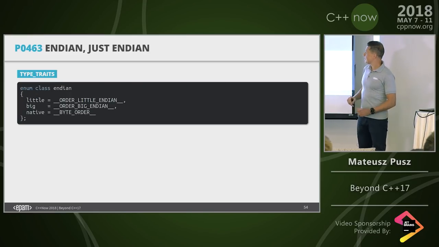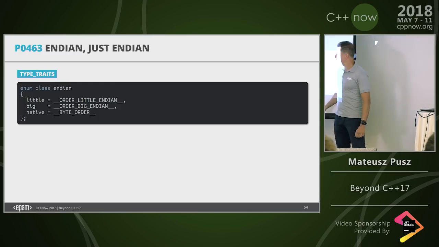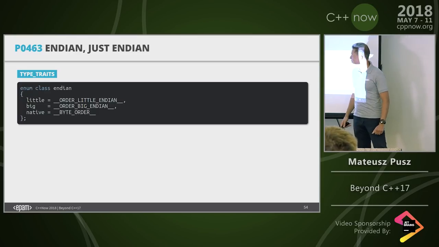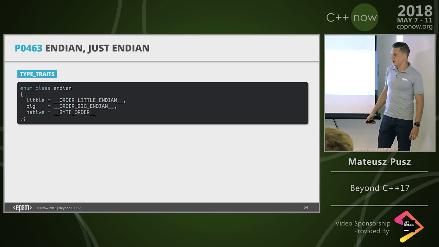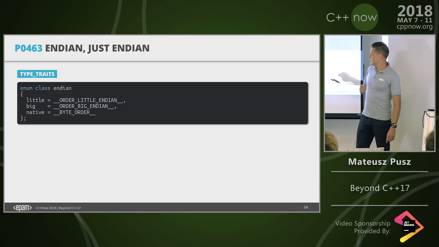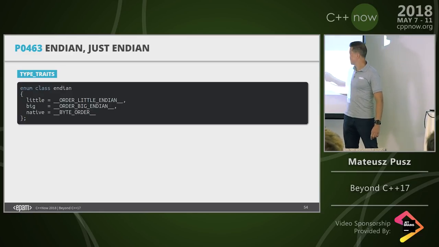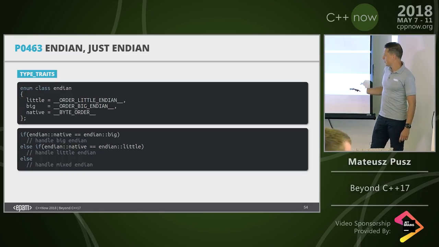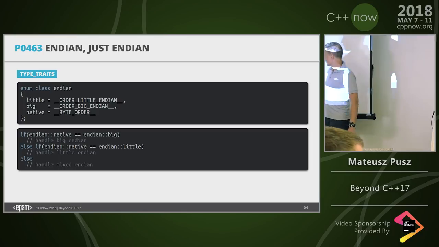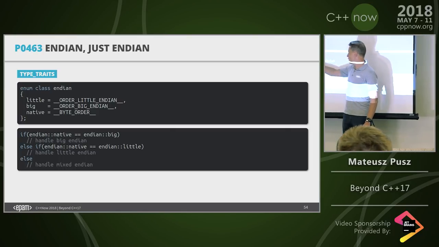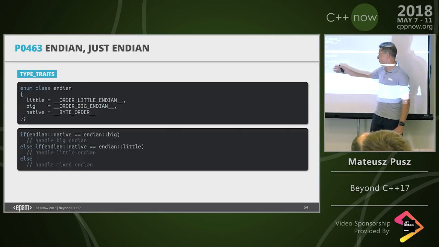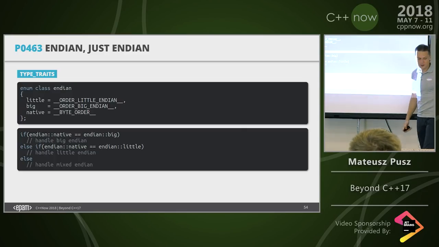Okay, another feature from Howard Hinnant. It is a small one and a really, really needed one. So basically, we'll finally have the information about the endianness of our platform. This is basically a simple enum that provides you information about little, big, and native ordering of the platform. You use it basically like this. If your native ordering is big, then you handle this in big style. Otherwise, you use little, or you may probably also have mixed, as it was stated in the paper.